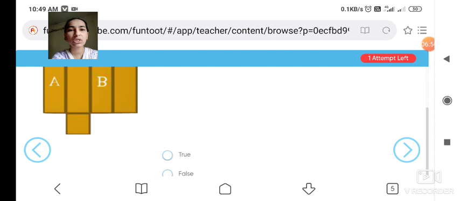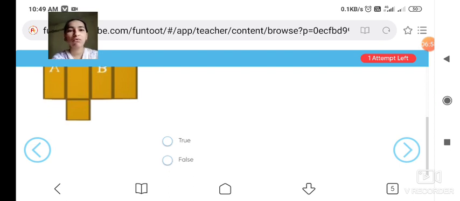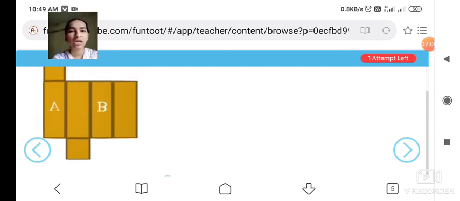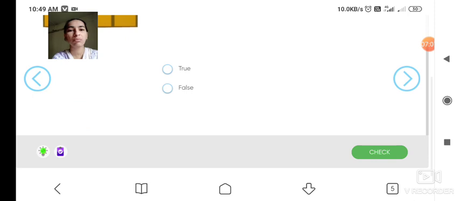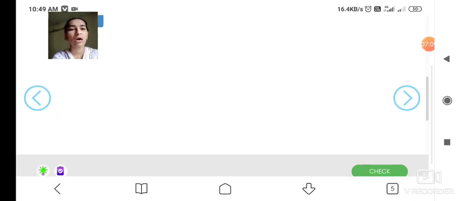If they are not opposite, then write false. Make this net on the rough page and try to fold it. What you will get, you have to tell me. Okay, now let's see how it is folded.